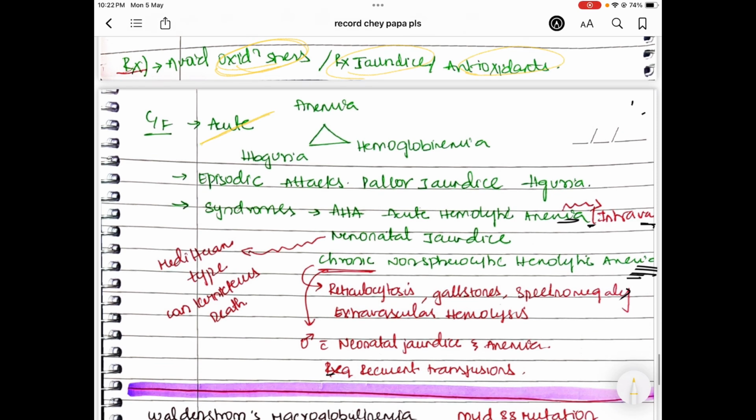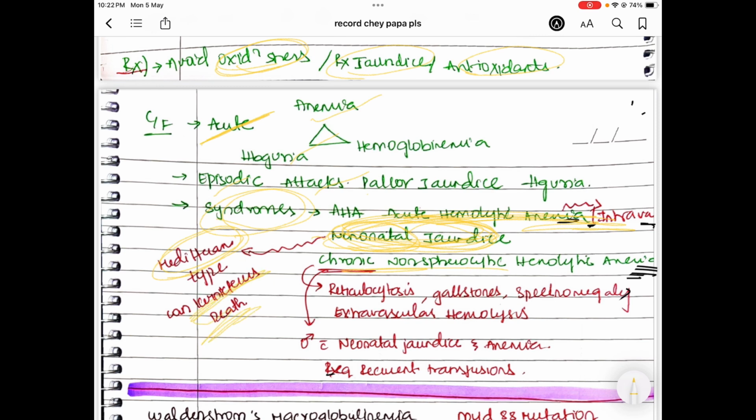So first thing in the acute, you can see all these three, right? And episodic attacks can be seen. And the three syndromes which are associated: one is intravascular hemolysis, acute hemolytic anemia. Second, which you can see in the Mediterranean type, is neonatal jaundice. So remember, out of these two types, A negative and Mediterranean, the Mediterranean is a severe form which can be seen in Indians, right? So you can see neonatal jaundice, and if the neonatal jaundice is not treated in proper time, it can lead to kernicterus and the death of the baby.